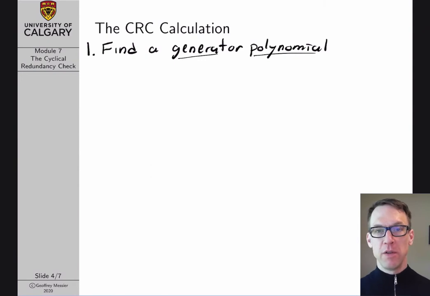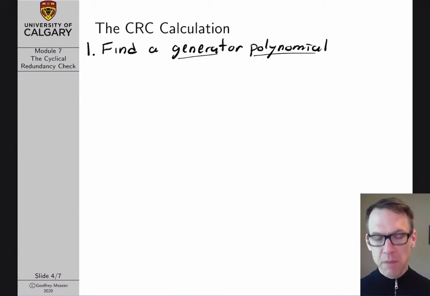Now, these generator polynomials can't be just any polynomial. They've been specifically chosen to have effective, strong error detection properties. How you find these strong polynomials is definitely beyond the scope of what we're talking about. That gets into the graduate level discussion of error detection codes and finite field arithmetic. But for most of us that don't do that kind of research, there is a table of good generator polynomials that we can just choose from.